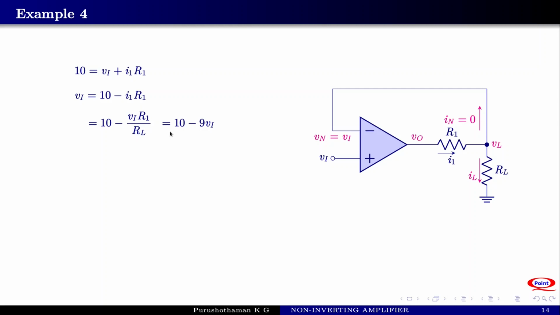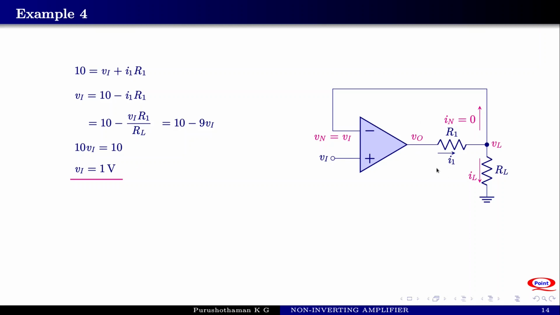Substituting R1 equal to 9 kilo ohms and RL equal to 1 kilo ohm, this is 10 minus 9 Vi. So Vi is equal to 10 minus 9 Vi, which means 10 Vi is equal to 10, or Vi is equal to 1 volt. The maximum value of input voltage you can apply, or if it is a sine wave or an alternating waveform, the maximum amplitude of that waveform that you can apply is 1 volt. If it is greater than 1 volt, the output saturates.